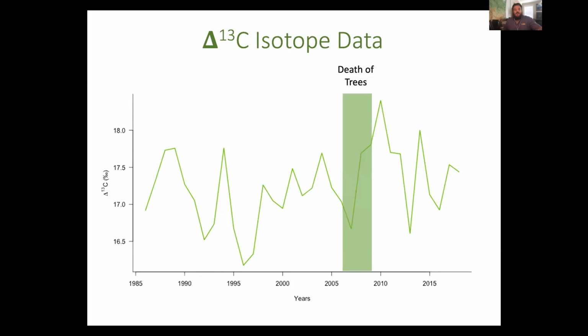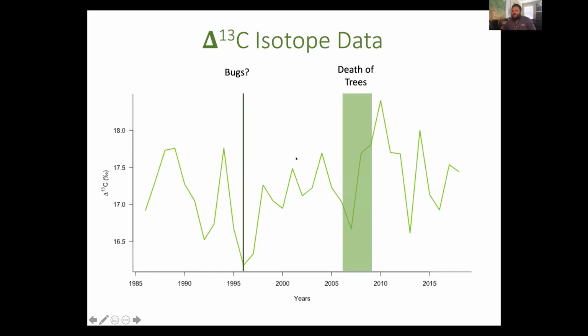So from the trees that Savannah talked about earlier, we know that there was a large death of trees in the late 2000s, let's say. And so we can see that this marks a period of moisture stress in our trees based on the carbon isotope data.